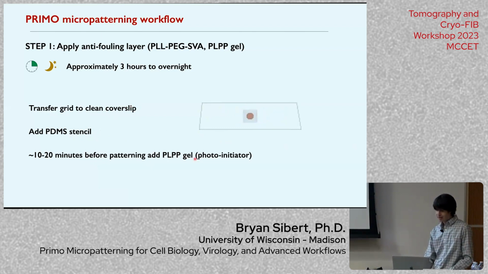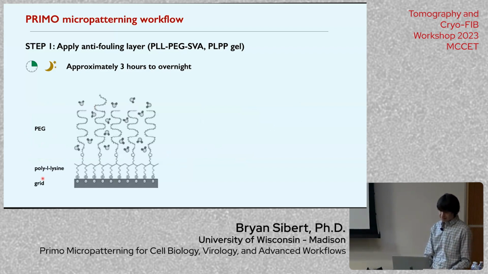Once you add the gel, it will actually dry. And this is the only stage in the process where you want your grid to dry. And the sooner you can pattern after the gel dries, the better. But we have patterned as far as 2 hours out after adding the gel. If you have a bunch of grids, sometimes that happens and it still patterns well.